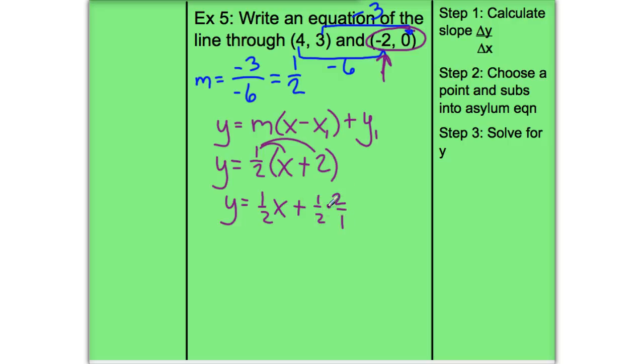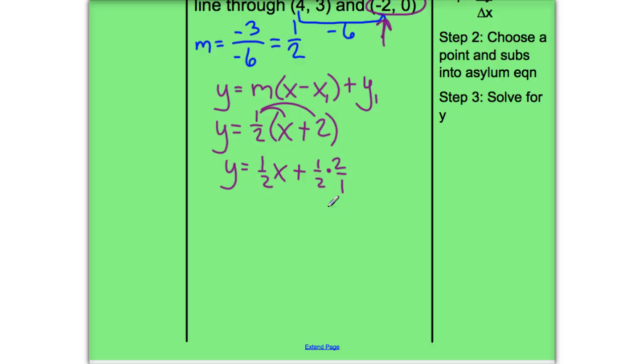Again, if you like to set that integer over 1, if that helps you multiply your fractions, feel free to do so. Hopefully most of you recognize that 1/2 times 2, or 1/2 of 2, equals 1. So we get y equals 1/2 x plus 1.